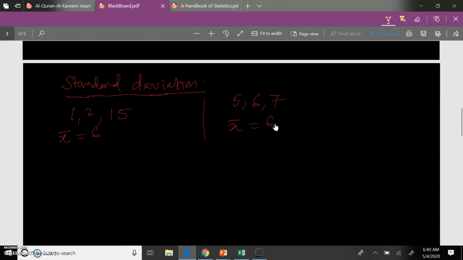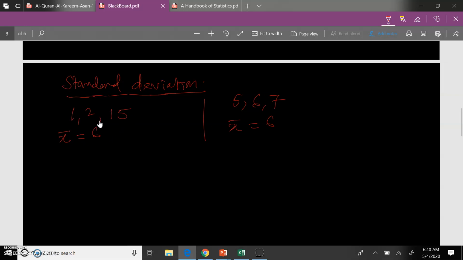Both data sets have the same mean, but clearly you can see in this data set there is more spread in the data, and there is less spread in this data. The data values are less spread out from the mean in this situation, whereas the data values are more spread out from the mean in this data.